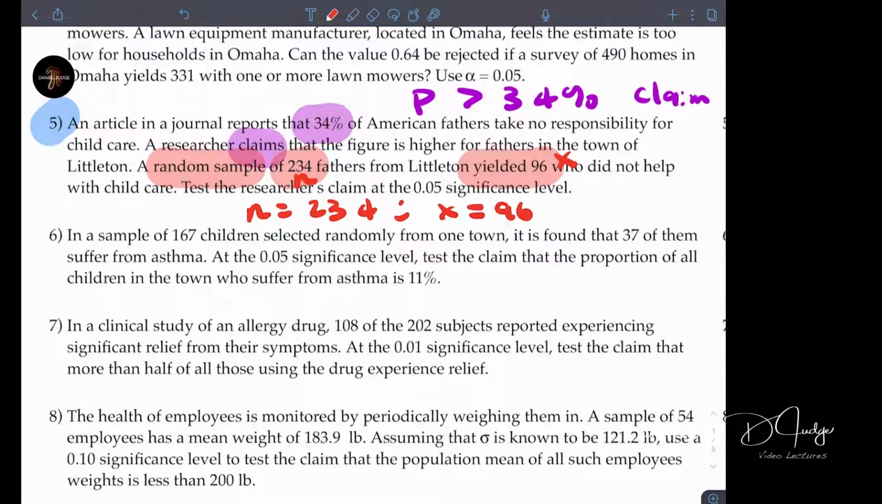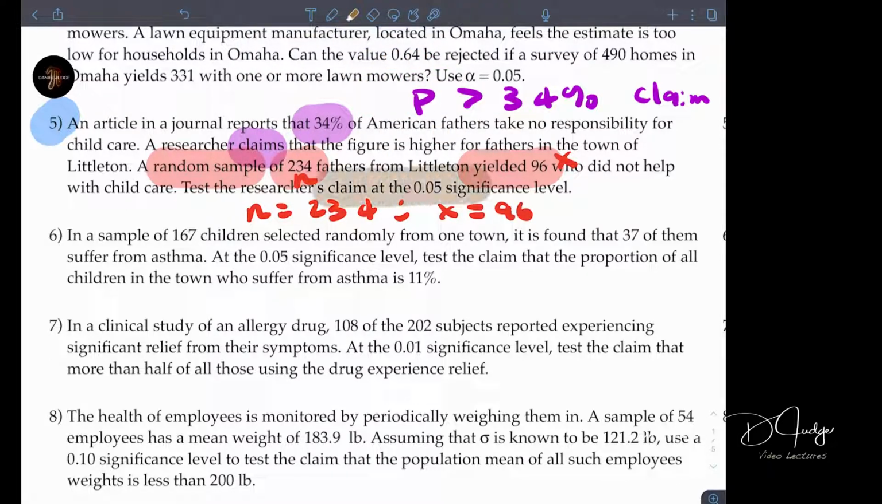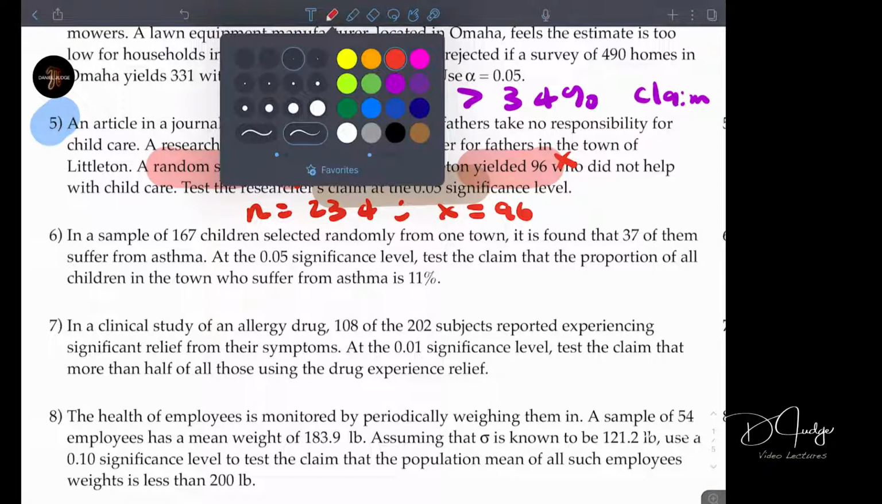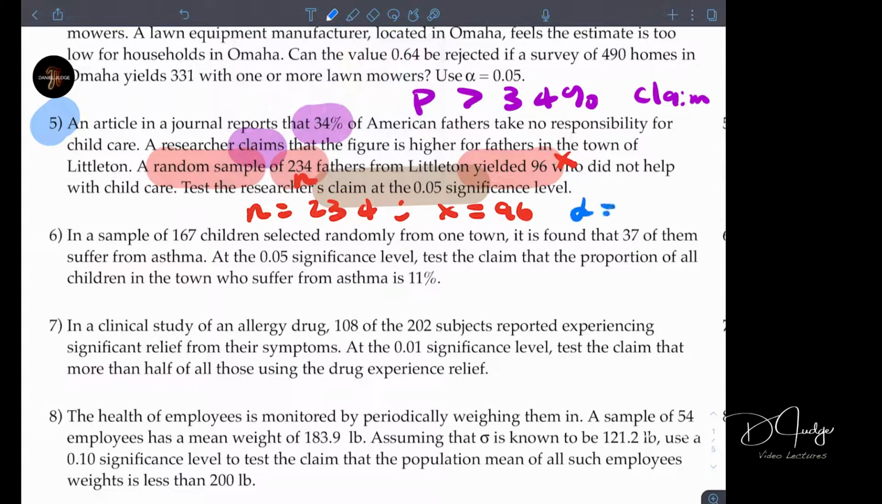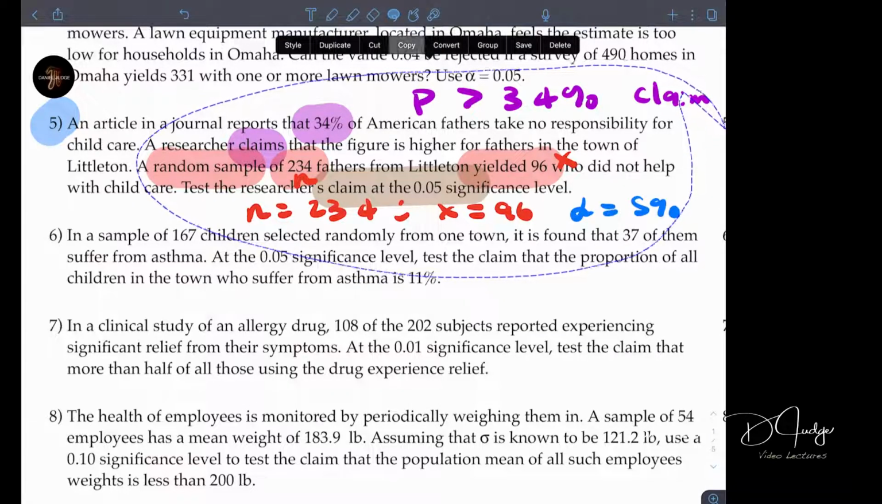Test the claim at the 5% level. So we're going to test the claim at the 5%. Alpha is 5%. All right. So it looks like we got all the information we need. Of course, we're going to copy this stuff. I'm going to try to copy it. It's number 5.